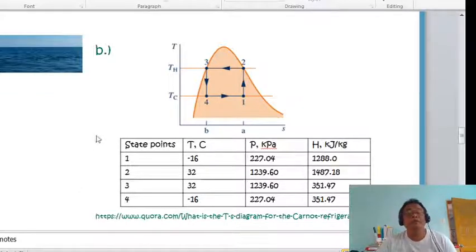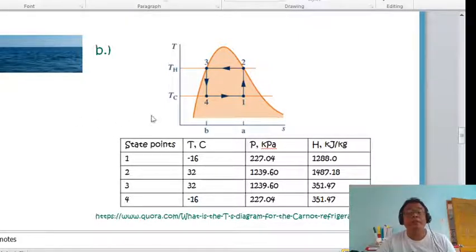So the assumption, class, is the temperature at the end of compression, we usually use the condenser temperature. Okay? So at point 1, again, negative 16. At 2 is 32. This is, class, the condenser temperature. And 3, again, this is 32. And at 4, that is negative 16. You will notice, class, that we are going only to use two temperatures here. We are going to use the evaporator temperature and the condenser temperature.